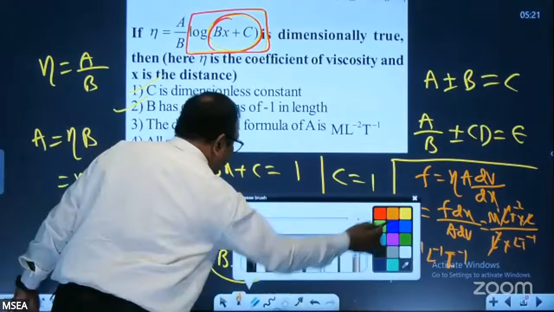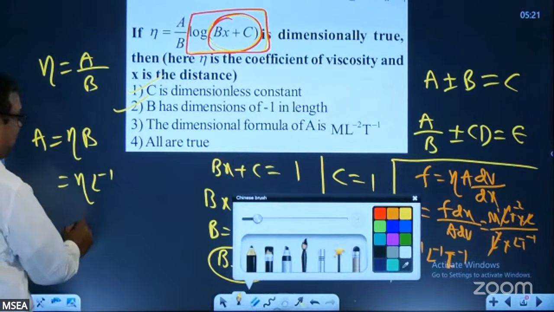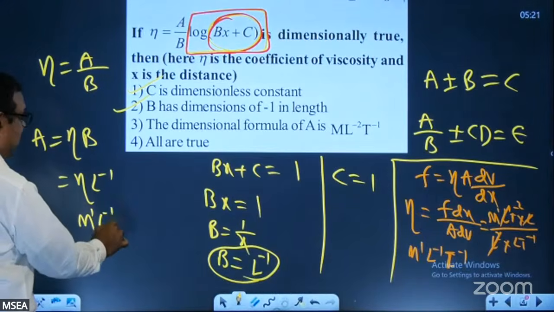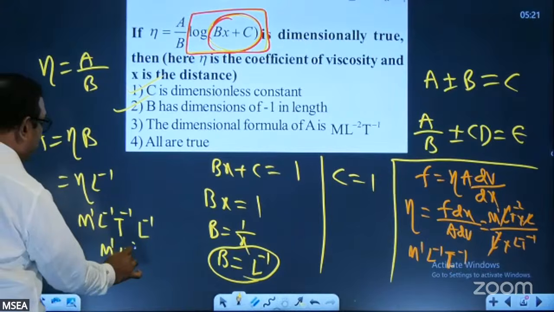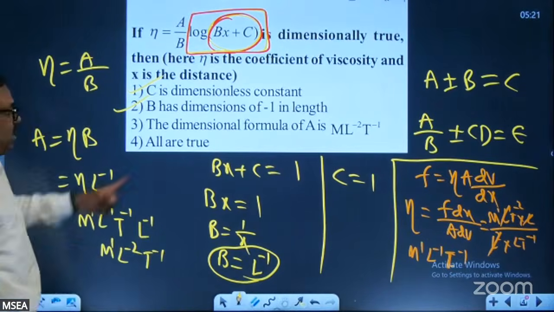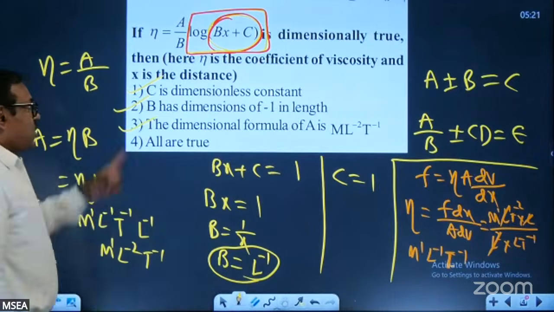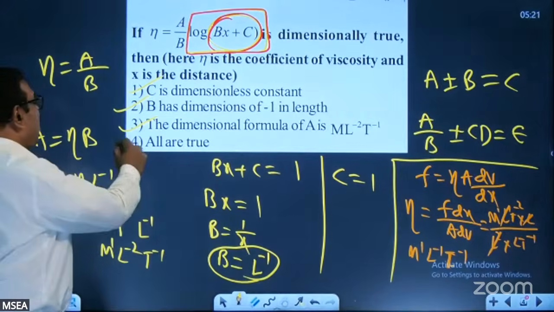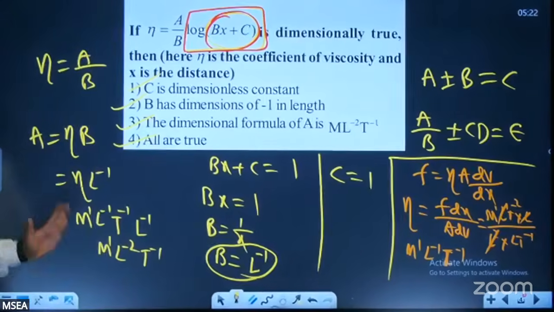If you can remember it, fine, but otherwise you need not remember, you can derive it from that. So M1 L minus 1 T minus 1, and even M L minus 2 T minus 1 is also correct. So 1, 2, 3 correct means all are true, which is the correct answer. This is the way you can do this question.